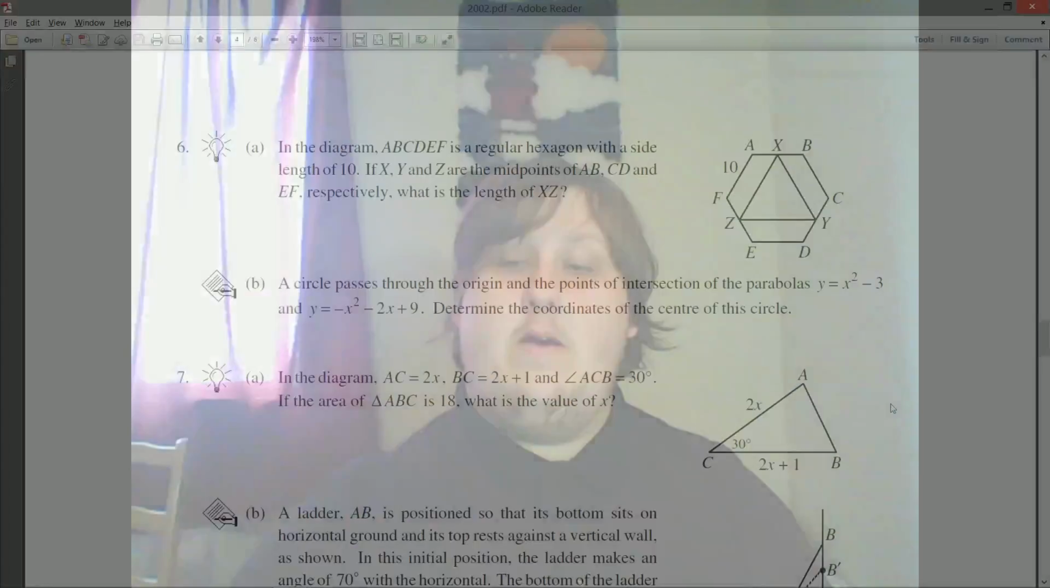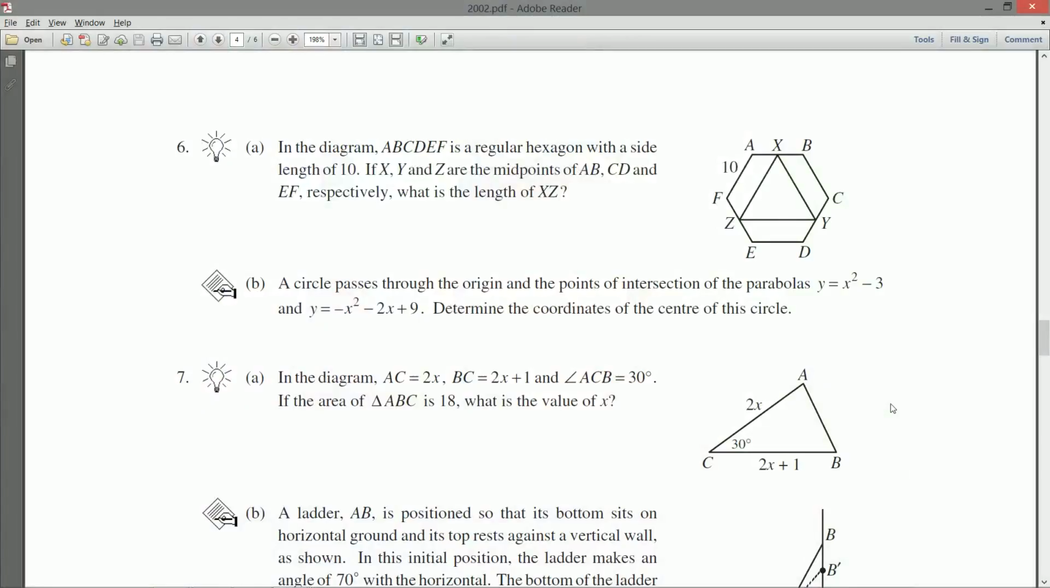Root Beer here, and we're looking at question number 6 on the Euclid contest from the year 2002. Okay? So what does question 6 say? Well, it's a two-part question. An A part and a B part. That seems to be sort of common at this point.